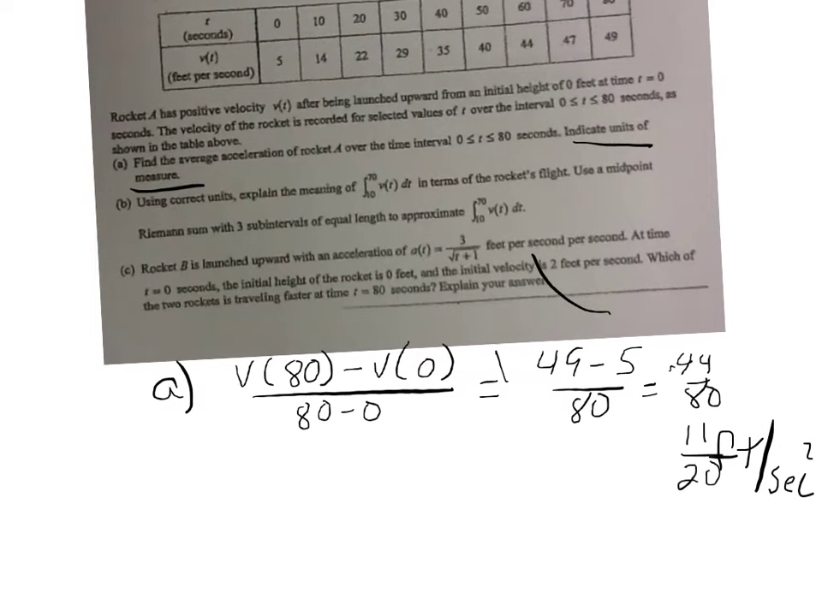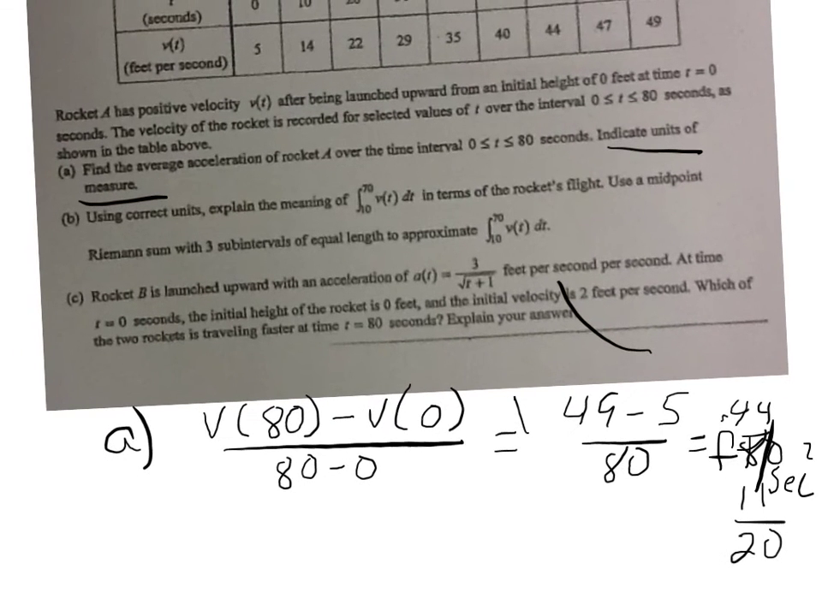It says, using correct units, explain the meaning of the integral from 10 to 70 in terms of the rocket's flight. All right, what is that telling us? That integral, what does that mean? What about between 10 seconds and 70 seconds? The height of the rocket from the ground after launch.